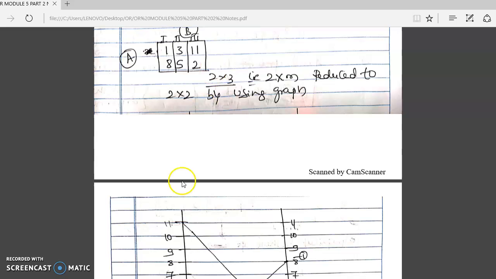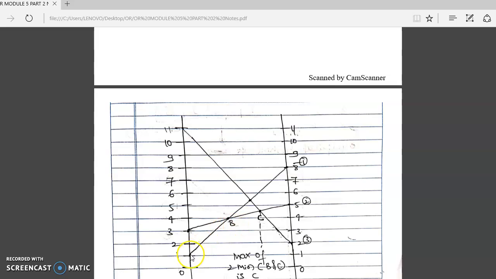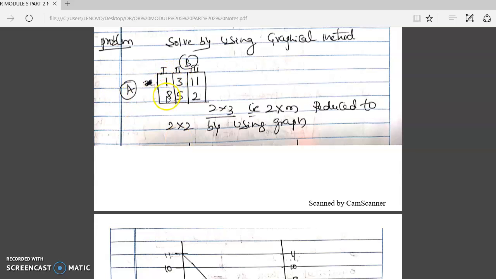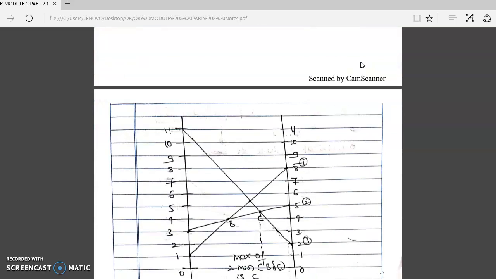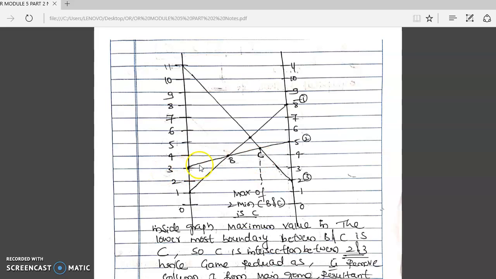Then we draw a line between the first row element and the second row element. In the first vertical line we select 1, and in the second vertical line we select the second row element 8. Then draw the line between 1 and 8. Similarly, we draw the line between 3 and 5. Then we draw the line between 11 and 2 as the third line. Then it is a 2 cross m game.